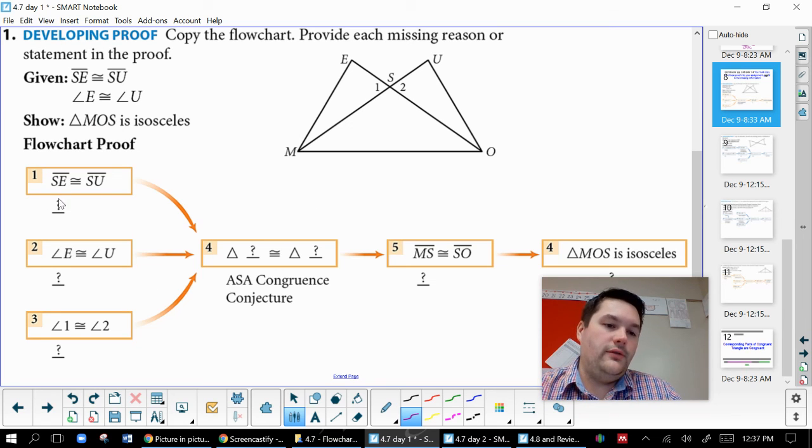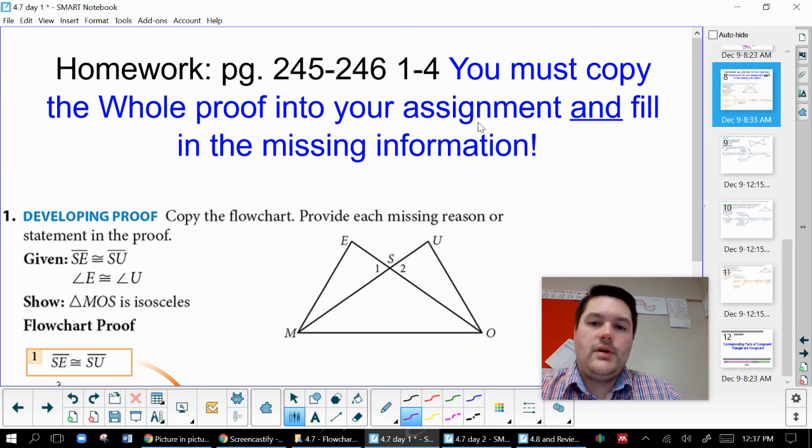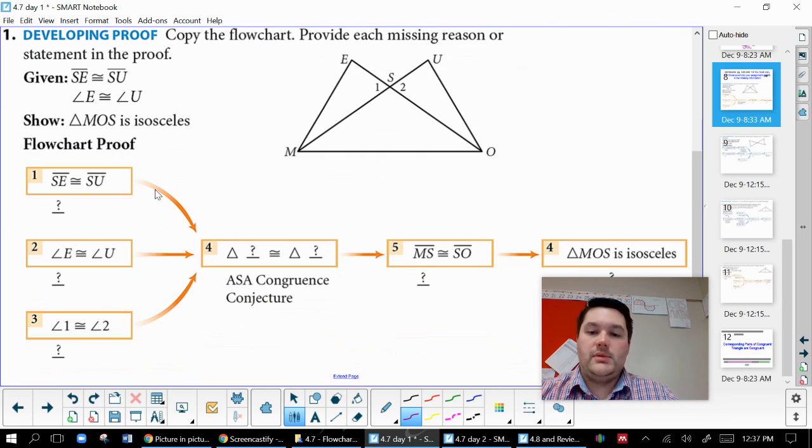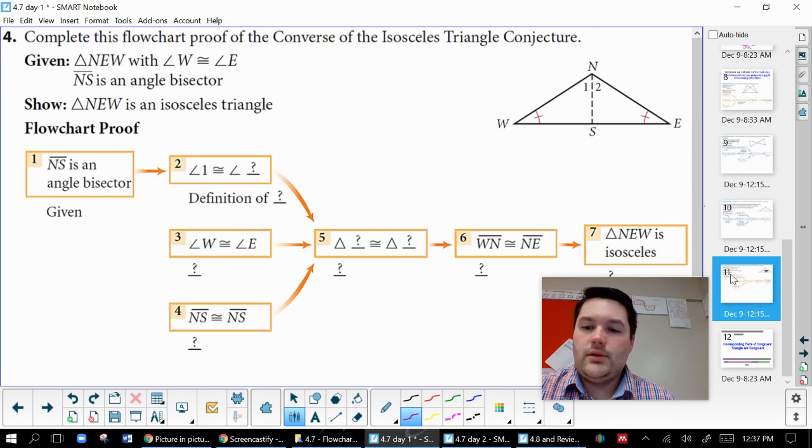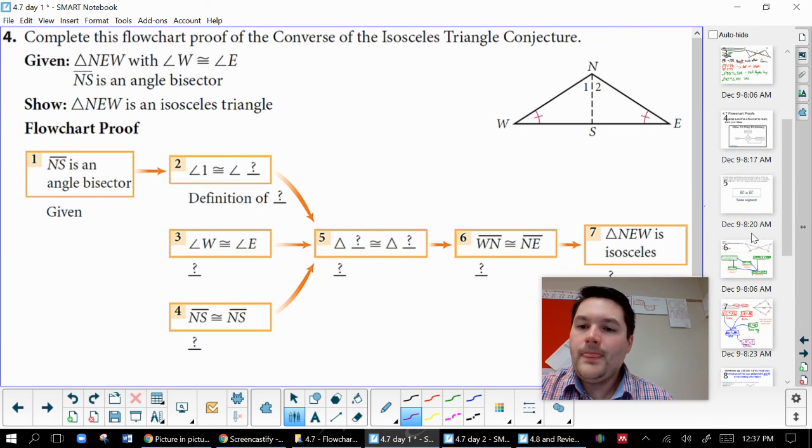But what you're doing is you're filling in all the blanks. And it says here in the directions, you have to copy the whole proof into your assignment and fill in the missing information. Because I want you to start seeing these structures and these patterns. And that doesn't happen if you just fill in the blanks. Okay, so those 4 proofs right there.